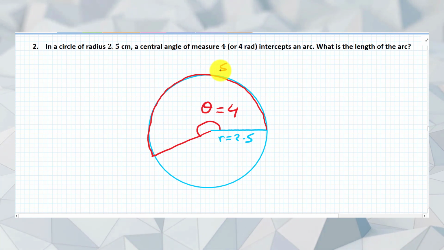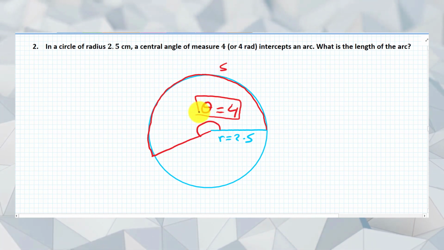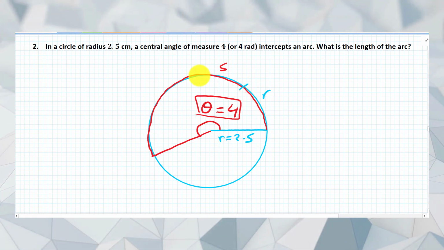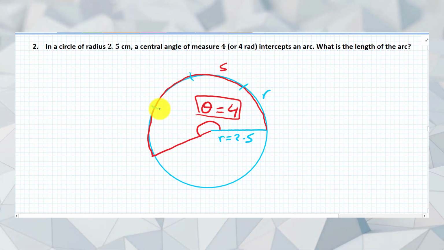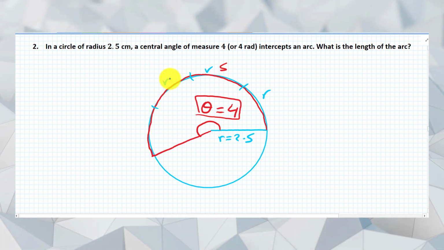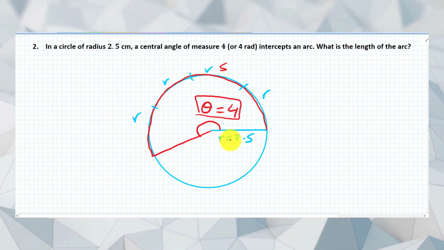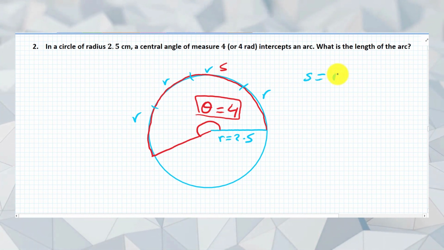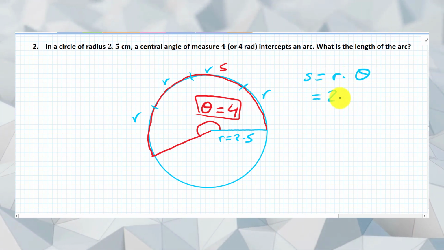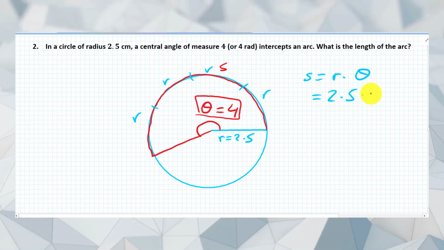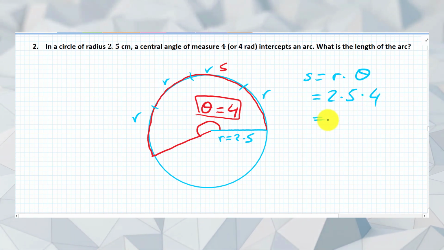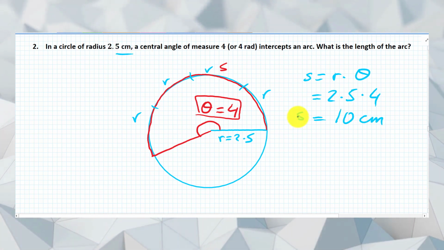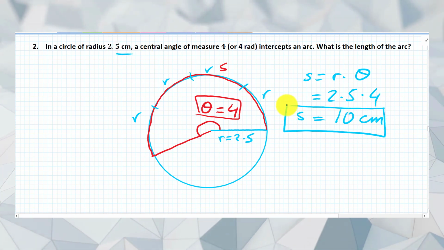So there's two ways to do that, right? Either you understand what 4 means. 4 means that you can put 4 radii on the arc. 1, 2, 3, and 4. So 4 times 2.5 is just 10. Or you just use a formula, S equals R theta. R is 2.5. Theta is 4. 4 times 2.5 is 10. 10 what? 10 centimeters. So the length of the arc is 10 centimeters.